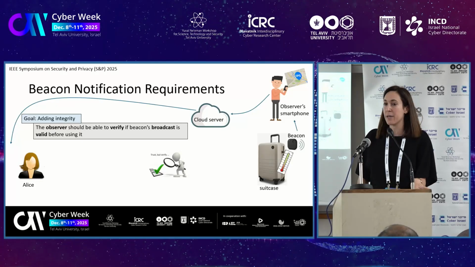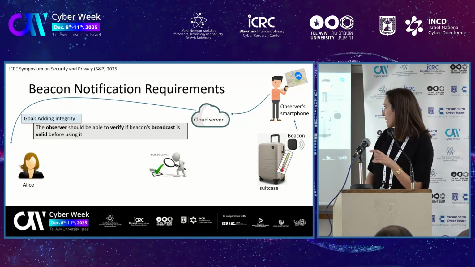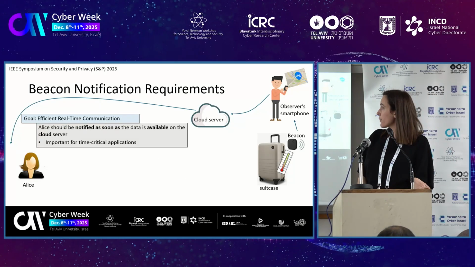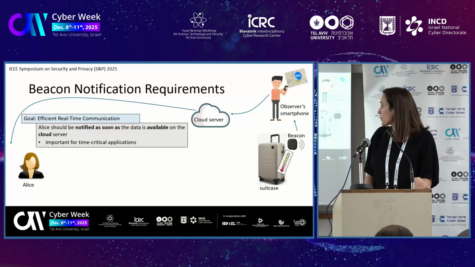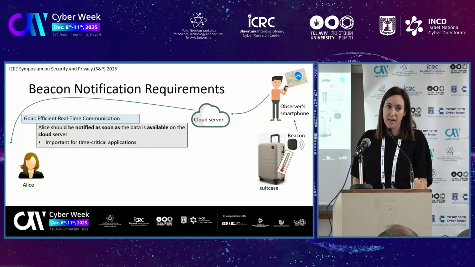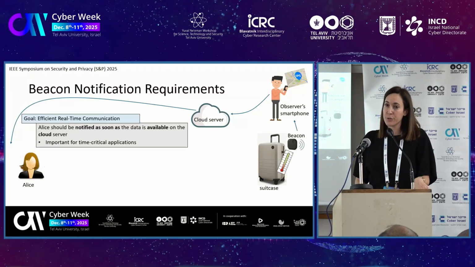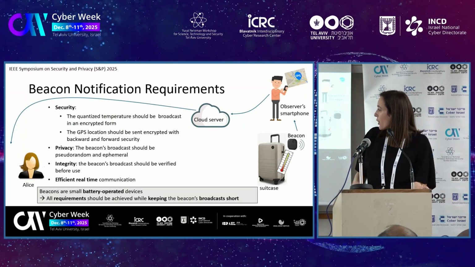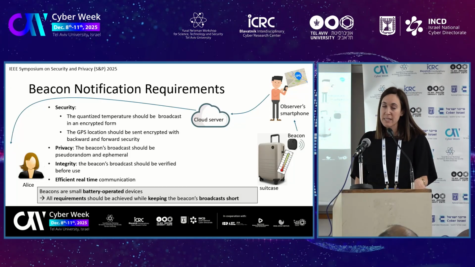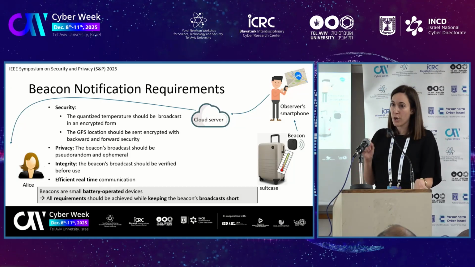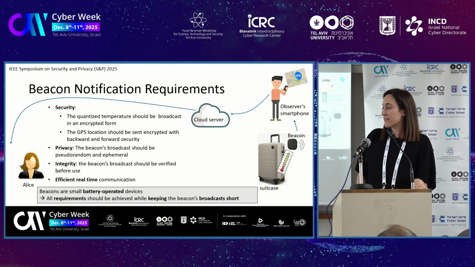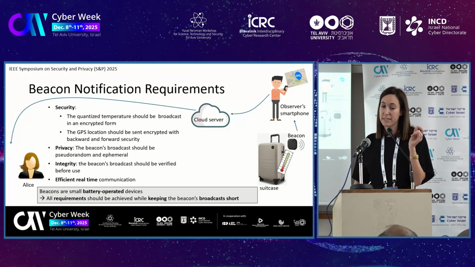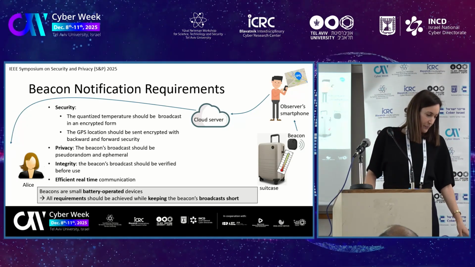Another thing that we want to achieve is integrity, which means that the observer should be able to verify if the beacon is valid or not. We also want to achieve efficient real-time communication, which means that Alice should be notified as soon as the data is available on the cloud server. This is very important and useful for time-critical applications. So this list summarizes all our requirements. And since beacons are small and low-power devices, it is very important that all these requirements are achieved while keeping the beacon broadcast short, and this was another challenge that we needed to handle.